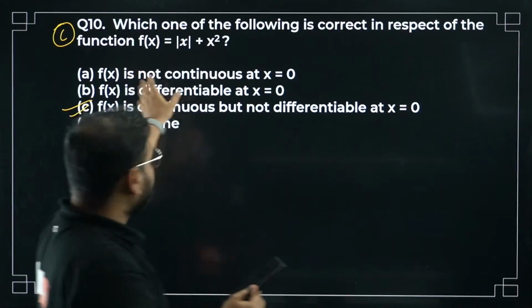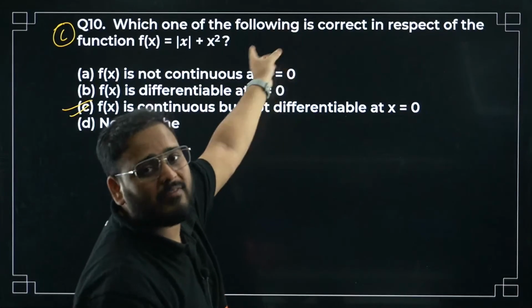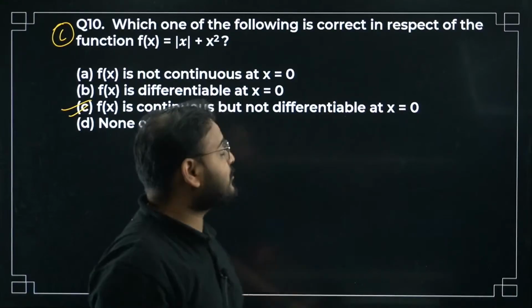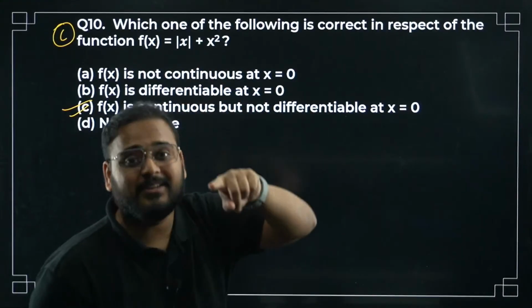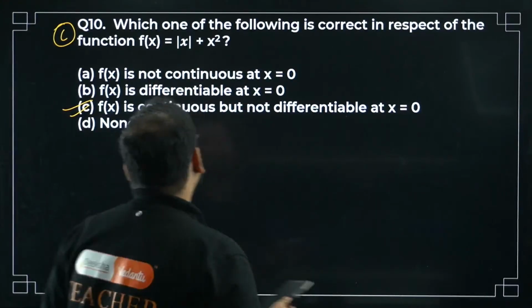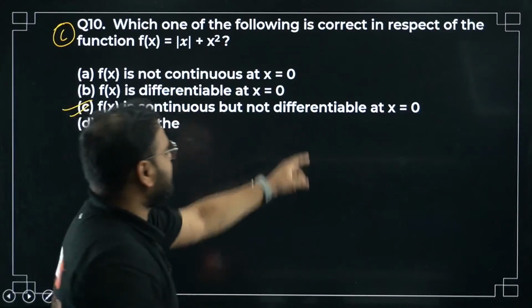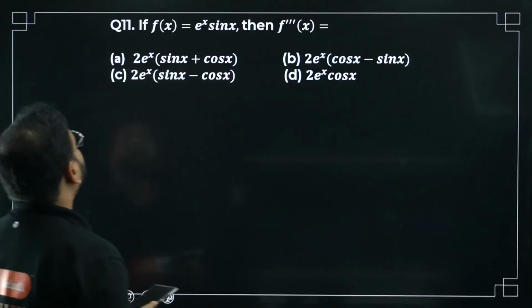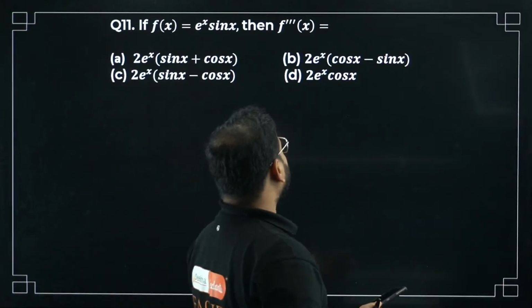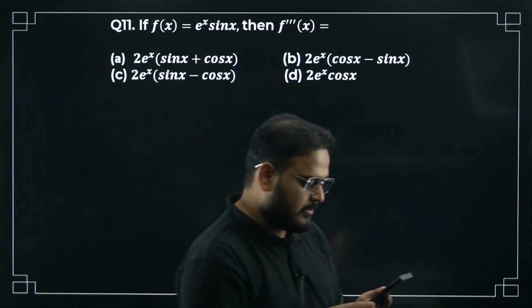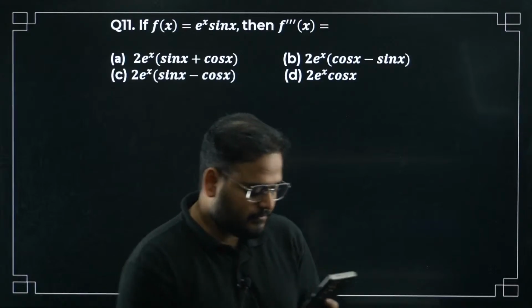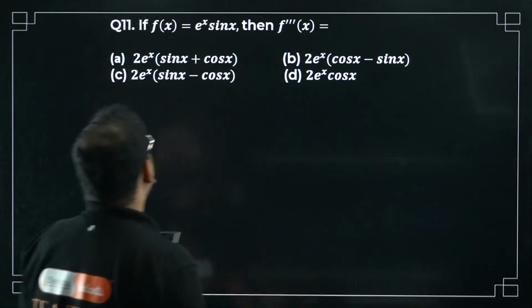C is clear. Same concept. Modulus is there. You don't have differentiability in the modulus. Continuity is there, right? Okay. So continuous but not differentiable at x equal to 0. f(x) equals e power x sin x. Then this answer, who's giving me this answer? Chaliye. So question number 11, right?